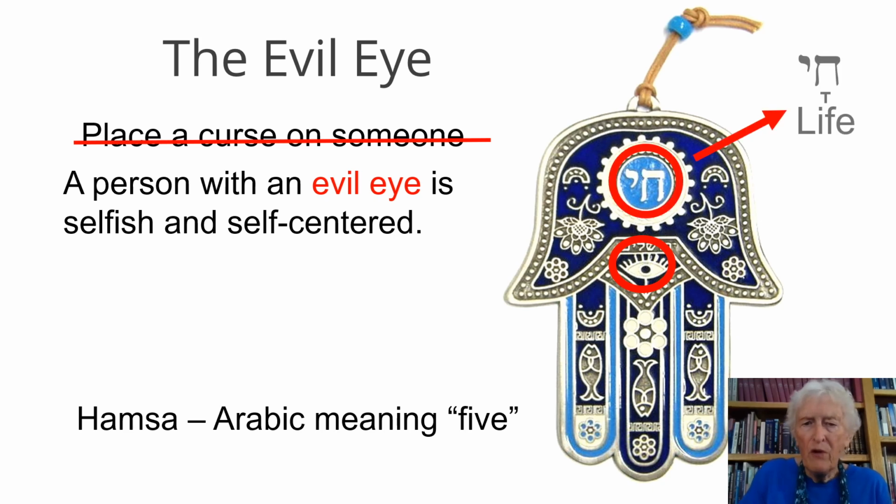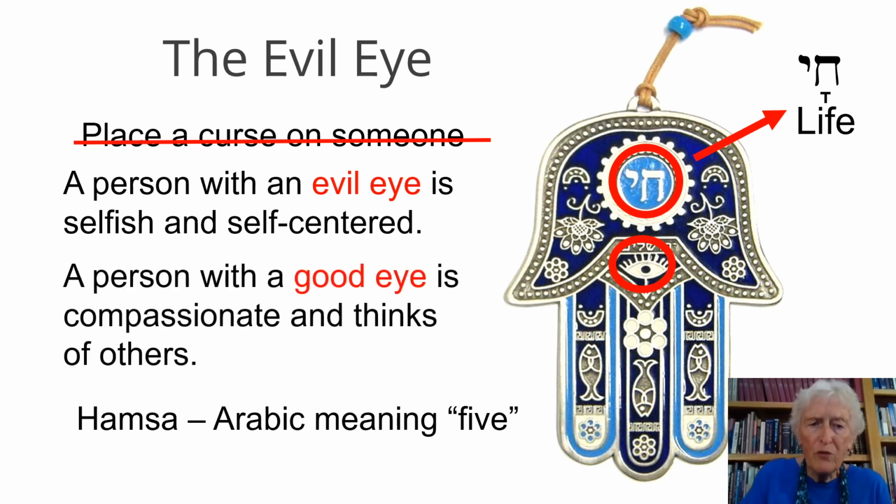And then right here is the symbol for life, chai in Hebrew, chai for life. A person with a good eye is compassionate and thinks of others. So the eye can either be negative and selfish, or it can be compassionate with looking upon others.